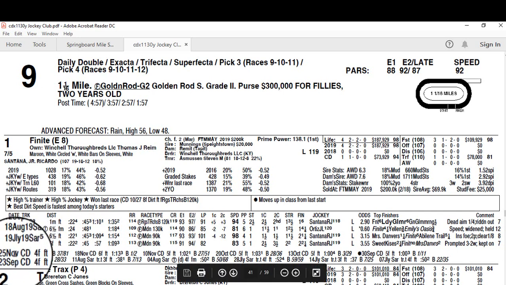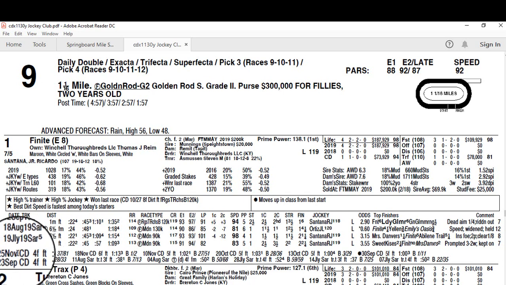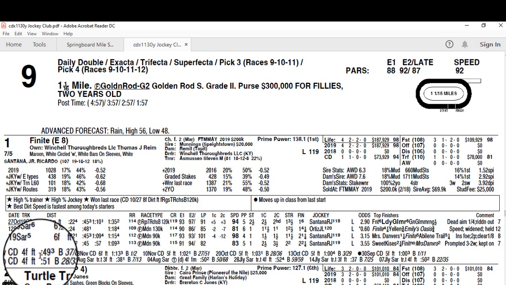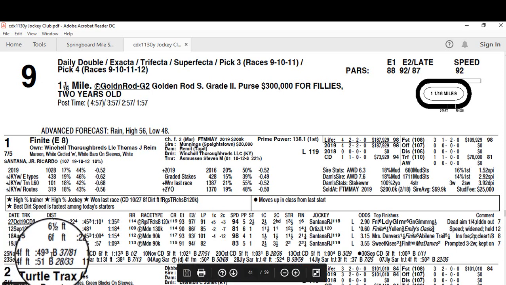But basically, this is the date the horse worked out. This is where it worked out at. So on November 25th at Churchill, ran 4 furlongs. That was the time.